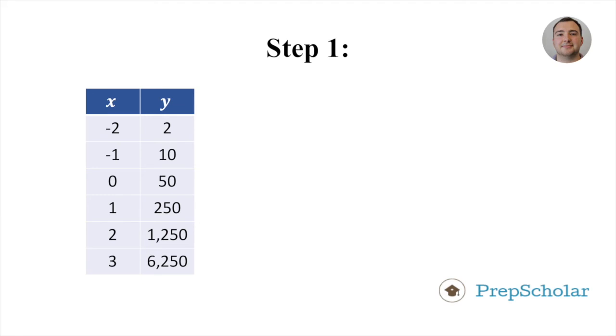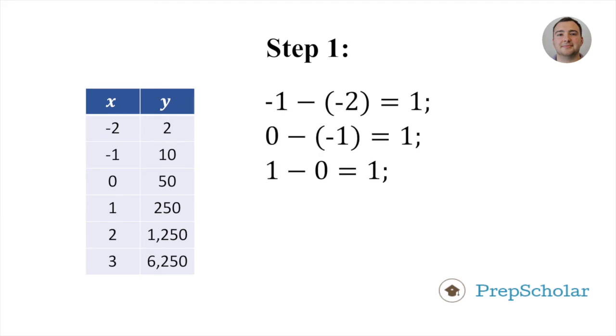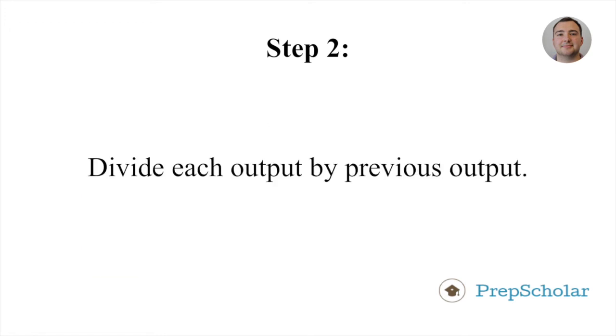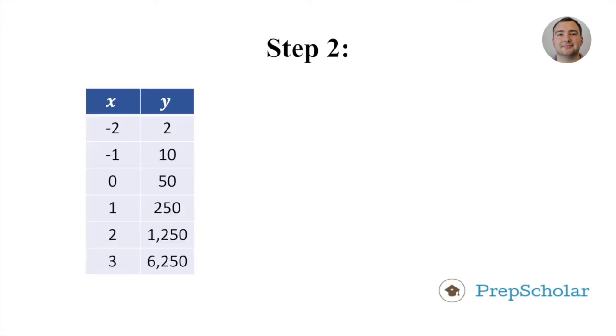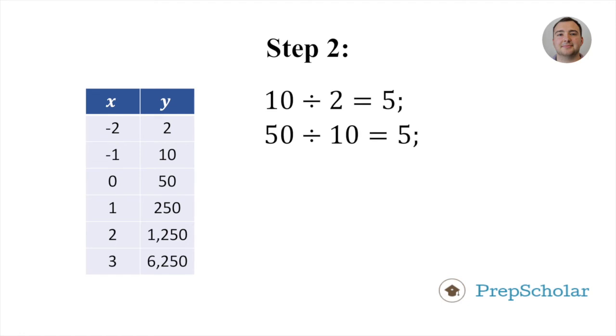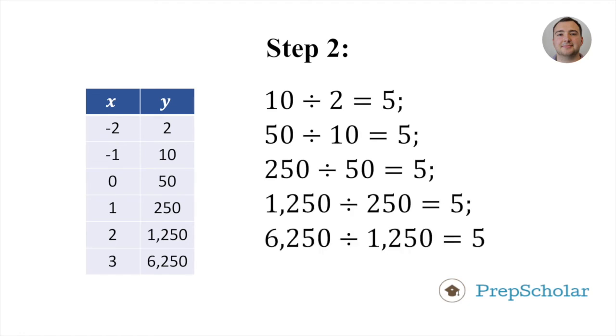Here we see that each input subtracted from the previous input gives us a difference of 1. Step 2 is the more important step, dividing each output by the previous output, which allows us to calculate our ratio of change. For this particular table, dividing each output by the previous output gives us a constant ratio of change, 5, which means we are dealing with an exponential function.